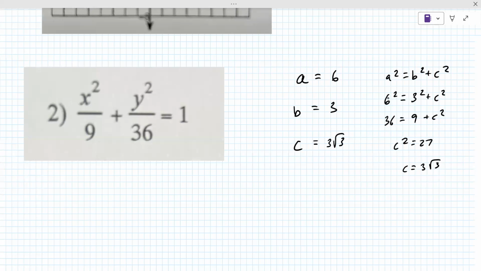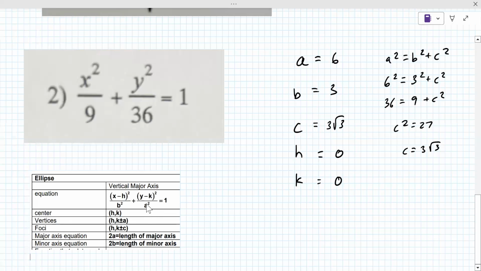H and K, I guess you get a little break here. H and K are 0. All right. And then if we go back to the equation sheet, which is really critical here, this is going to be the other one. And the reason we know it's the other one is based on where that value of A falls. Sorry, I'm stalling here because I don't have the equations. There it is. So this time A falls under Y. The bigger number falls under Y, so it's a vertical major axis.